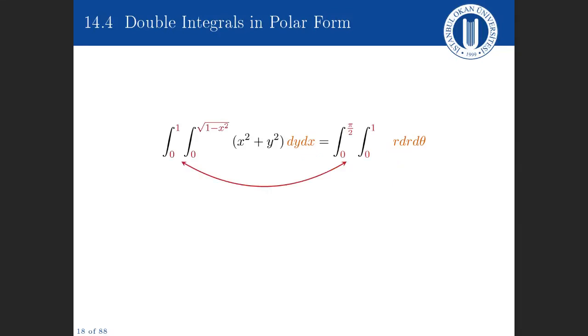We need to change the limits of integration. We've just done that on the previous slide. Theta is between 0 and pi over 2. R is between 0 and 1. And then the third thing that we need to change is our function. Instead of x squared plus y squared, we want r squared.